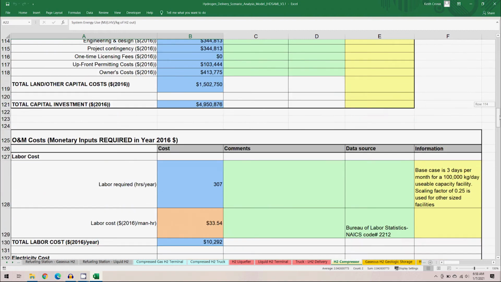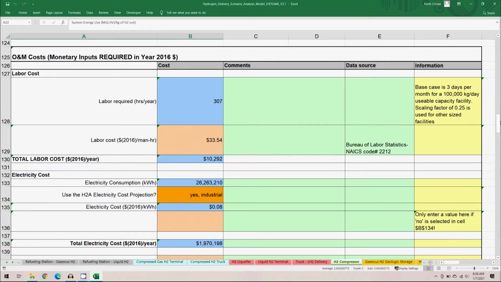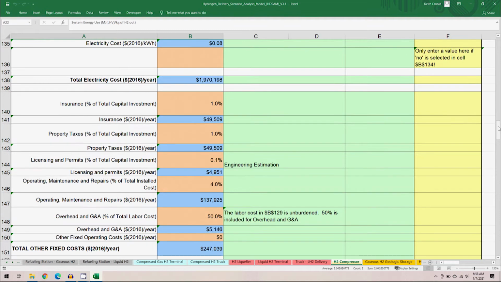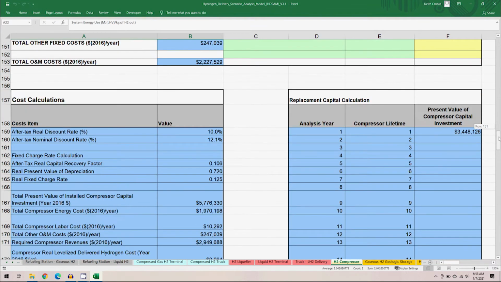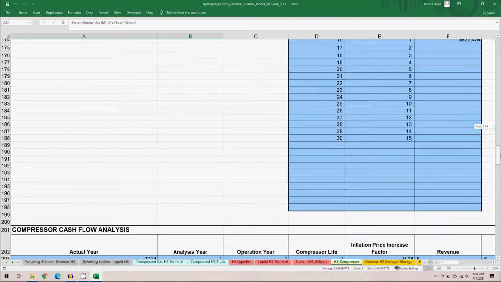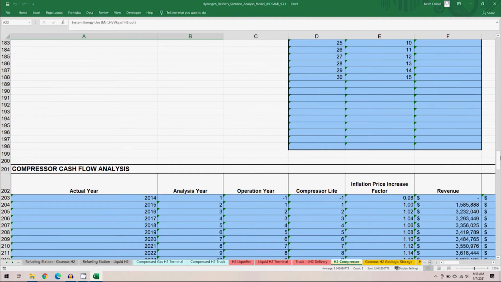The table that follows contains O&M costs. The significant inputs here include labor cost, electricity consumption and related cost, insurance, property taxes, licensing and permits, operating, maintenance and repairs, overhead and G&A, and other fixed operating costs. Beyond that are several tables that contain all calculated values.